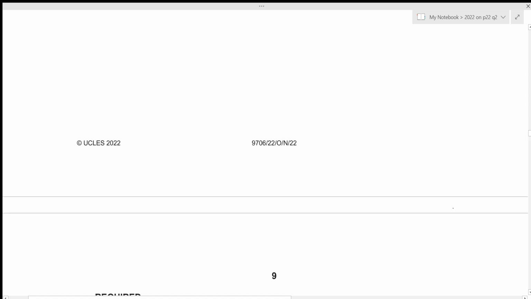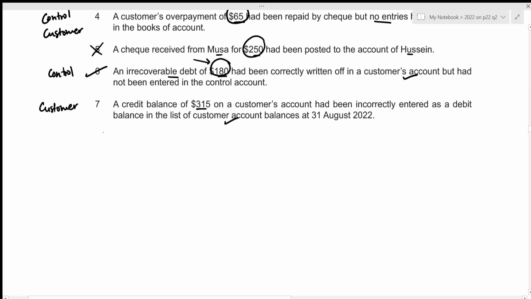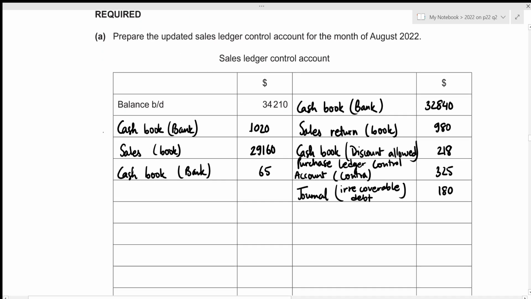All right, we are done with information 6, which means that we basically included all of the information that needed adjustment in our sales ledger control account, which means that we can now move towards figuring out our closing balance, which will be on the credit side. So that's going to be balance c/d, which will act as our balancing figure. And in order to figure out the balancing figure, we first require the total. So let's figure out the total by adding these four amounts on our debit side. That's 34,210 plus 1,020 plus 29,160 plus 65, which results in the total of 64,455. And this will again be the total for the credit side as well.